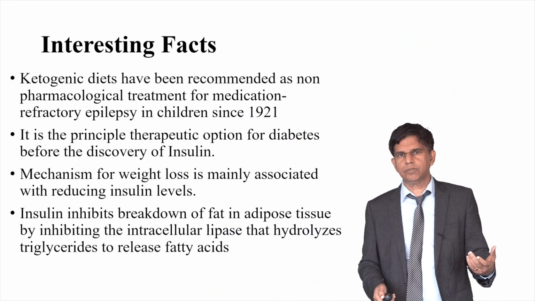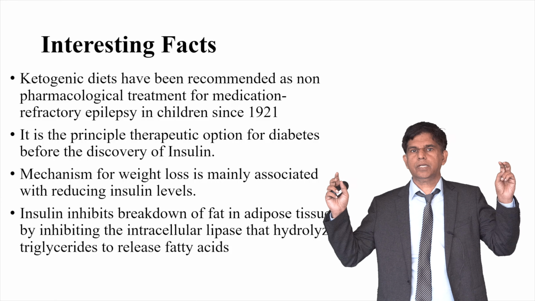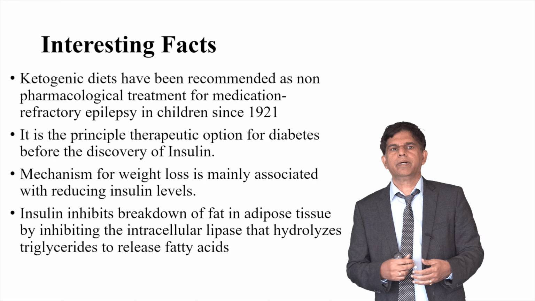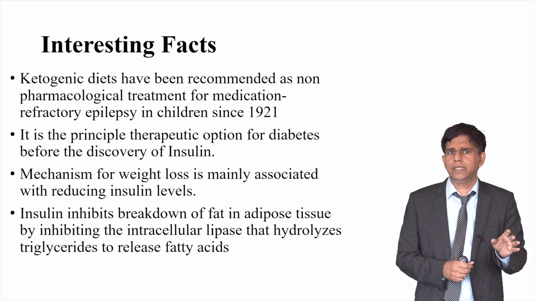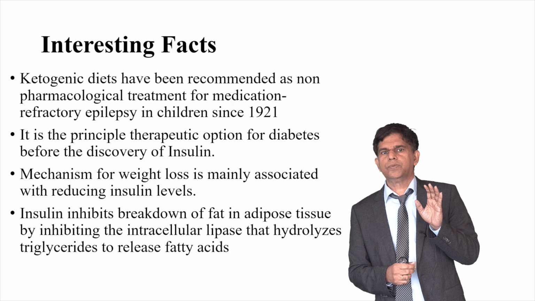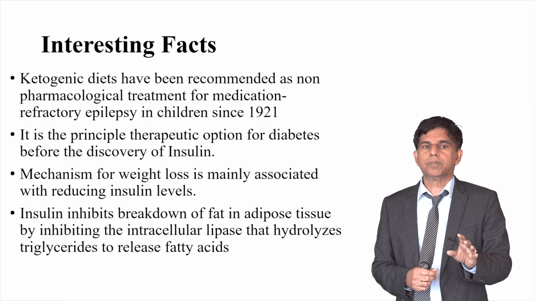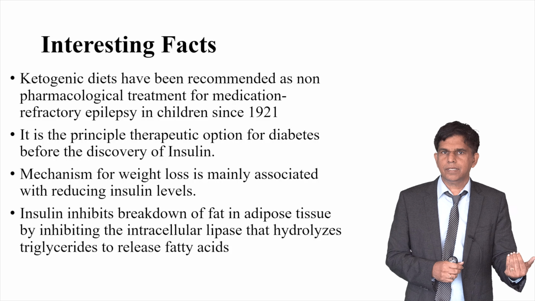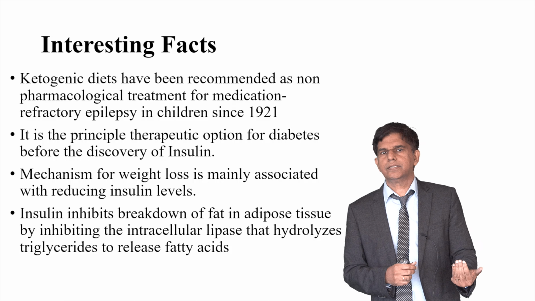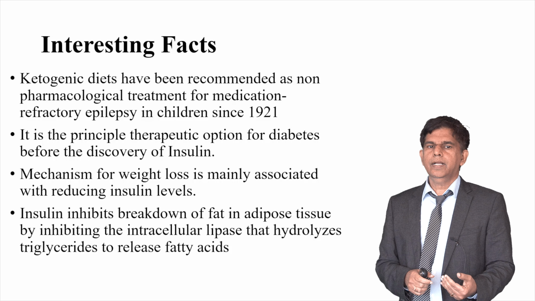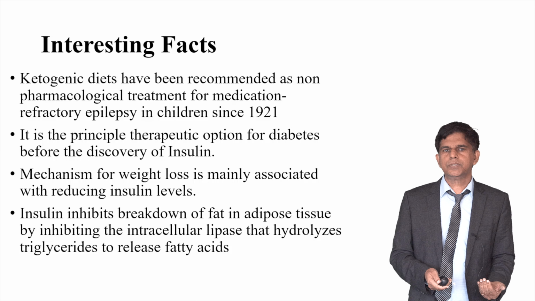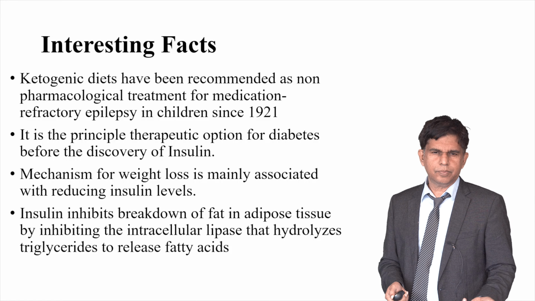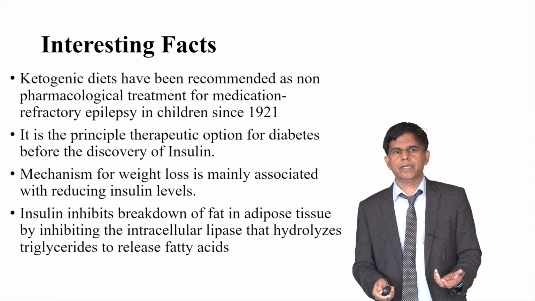So some interesting facts about ketogenic, a lot of attention these days, right? Everybody wanted to try ketogenic diet because of the benefit. It was actually started in 1921 as a non-pharmacological treatment for people with refractory epilepsy. Okay, and then later on, before there was insulin, they were trying this to treat diabetes. Okay, the mechanism, because people were losing a lot of weight. Insulin inhibits the breakdown of fat in the adipose tissue.